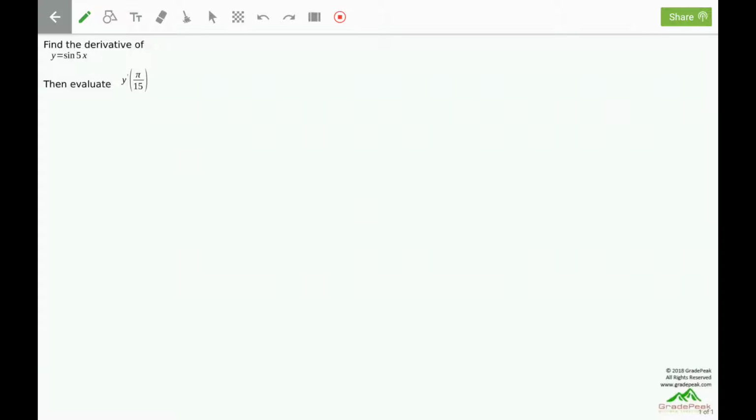Find the derivative of y equals the sine of 5x, then evaluate y prime of pi over 15. Y here is the trig function sine of an entire expression, 5x. Since the trig function is the outermost function, we would work out the 5x first, then the sine. The sine is the outermost function. For the derivative, we will start with the derivative of the sine.